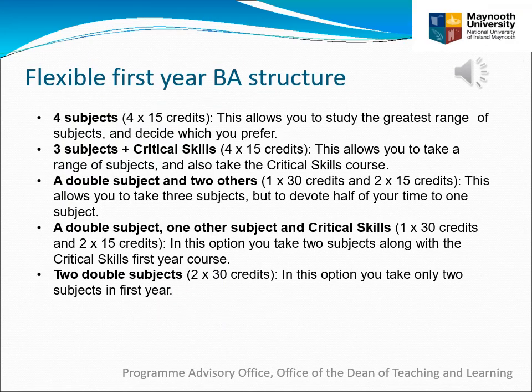This slide is again explaining the flexible structure of the BA degree for our first years. So you can take 4 subjects in first year, you can take 3 subjects and critical skills, a double subject and 2 others, a double subject, 1 other subject and critical skills, or 2 double subjects.